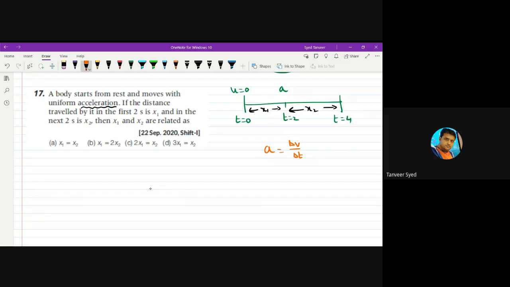Constant acceleration, let us say 2 meter per second square is constant acceleration. If a body is moving with constant acceleration, will its velocity remain constant or change with time?